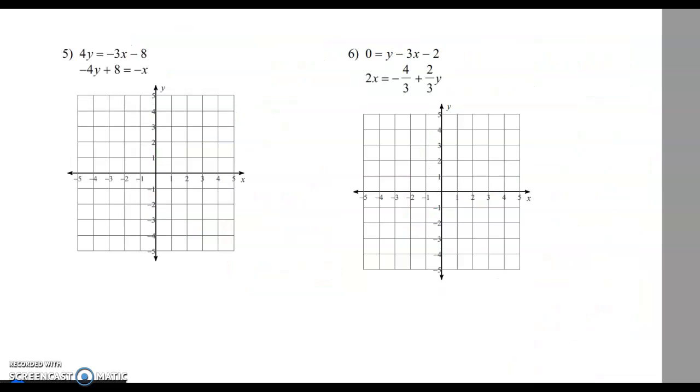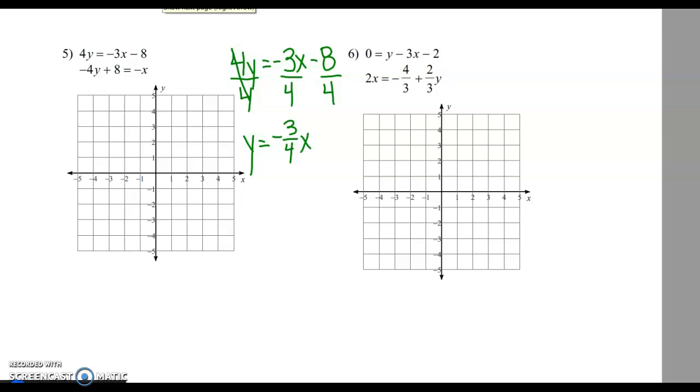Two more on the back. Same concept. We have to solve for y first. So we have 4y equals -3x minus 8. To get rid of a multiply by 4, you would divide by 4. So you're looking at y equals -3/4 x. You can't reduce. -8 over 4 is -2.